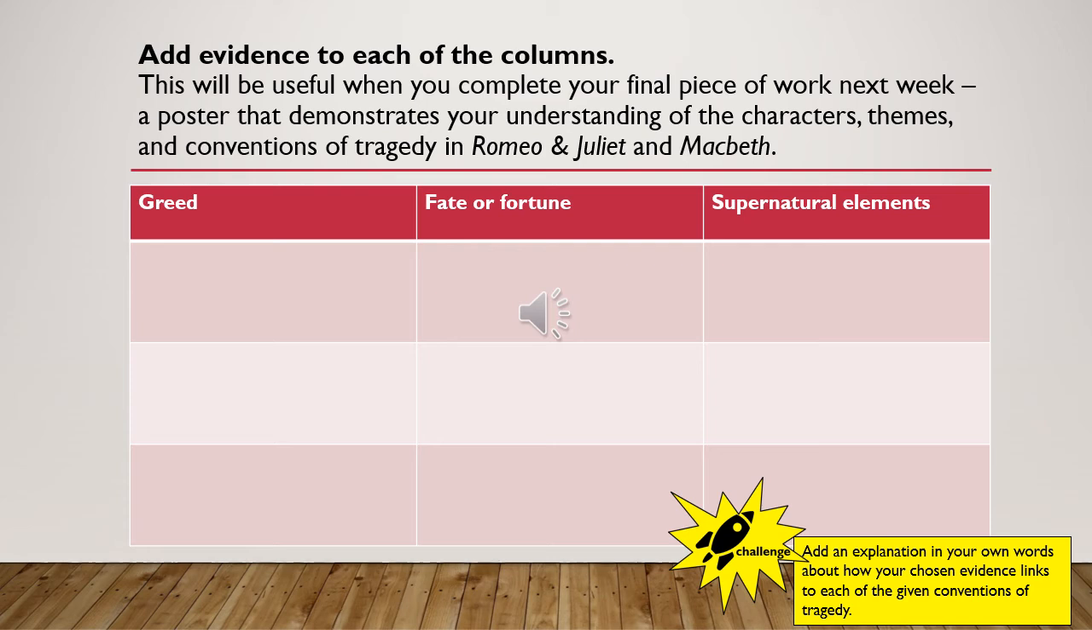This week, your final task is going to be to add evidence to each of these 3 columns. I think it's interesting to consider some of the conventions when we're looking at a new play that we know is a tragedy. So this time the conventions I want you to focus on are greed, fatal fortune, and supernatural elements.